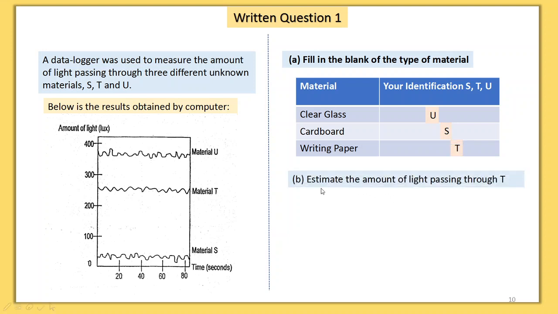B. Estimate the amount of light passing through T. Refer to the graphs given. T is about 250 lux of light passing through.